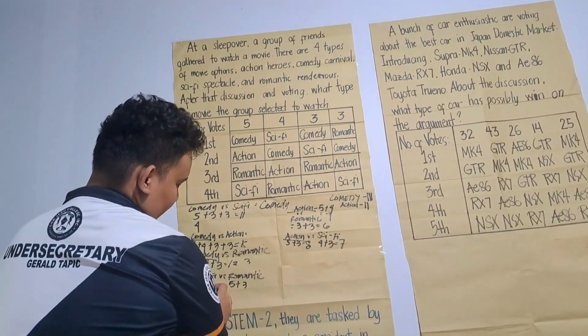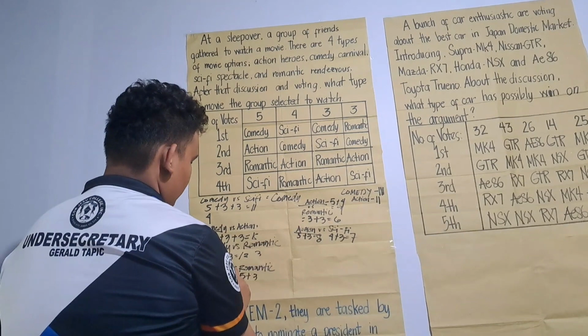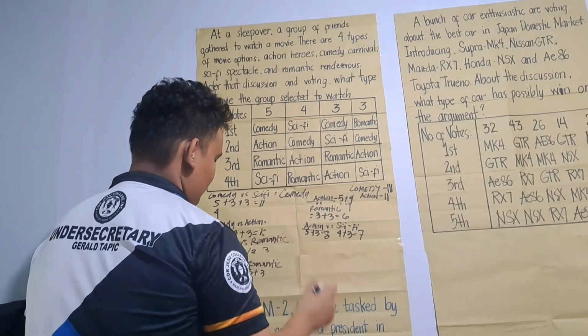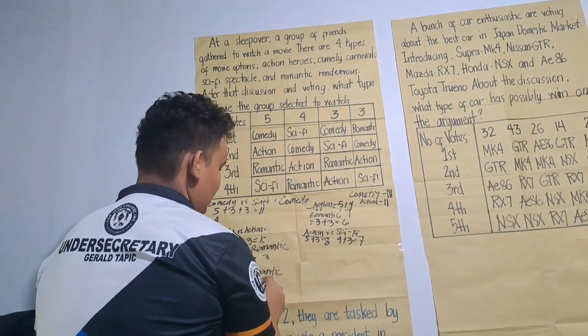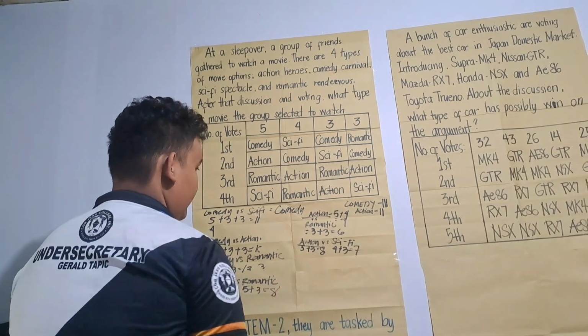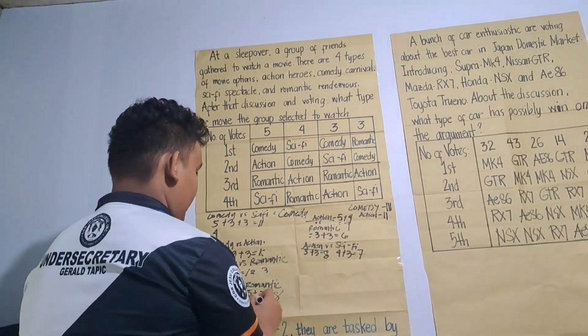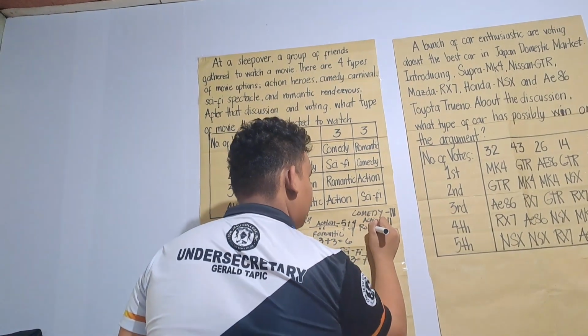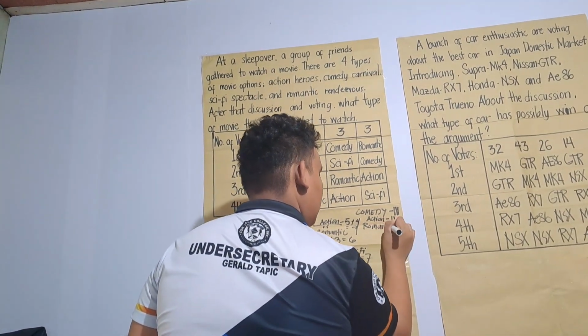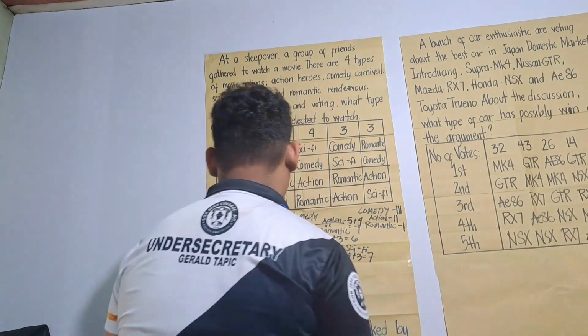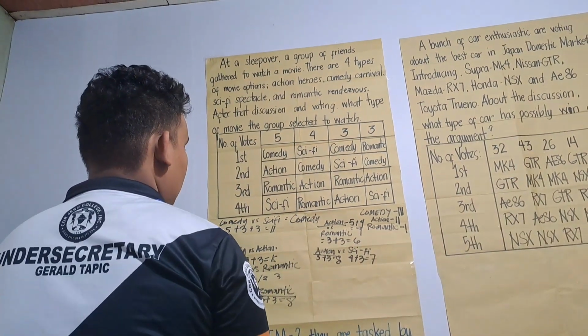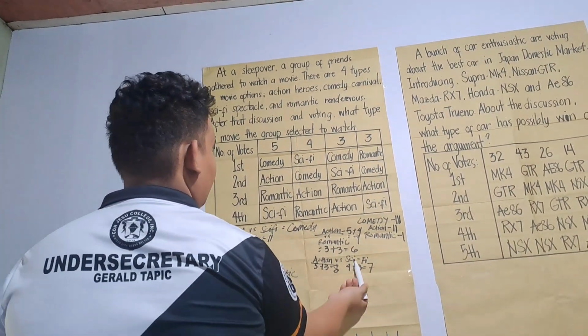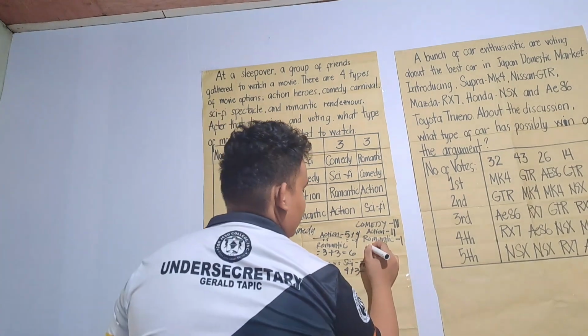So 4 plus 3 equals 8. I know, 7. Wrong. Sorry, very bad. 5 plus 3 equals 8. So the winner in this matchup is romantic. So romantic got 1 point. So sci-fi has 0 points.